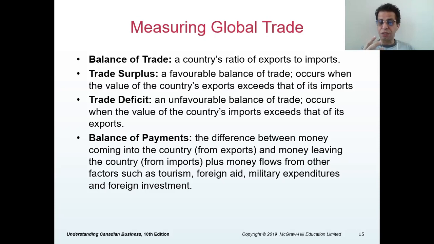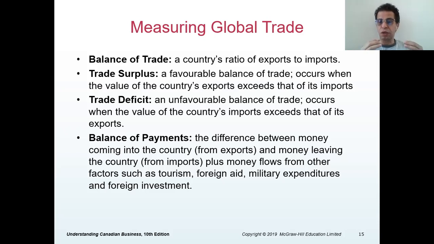The trade deficit is an unfavorable balance of trade that occurs when the value of a country's import exceeds that of export, and we saw these cases a lot in third world countries, especially Greece, where they had to import more than they export. Hungary is now in the same situation, where they are importing more than exporting.